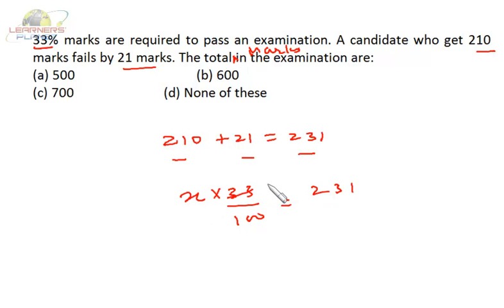So x = 231 × 100/33, which is 11 × 3, 11 × 21, 3 × 7. That means x is equal to 700. I hope you are clear. So 700 is the total marks and 231 is the pass marks.